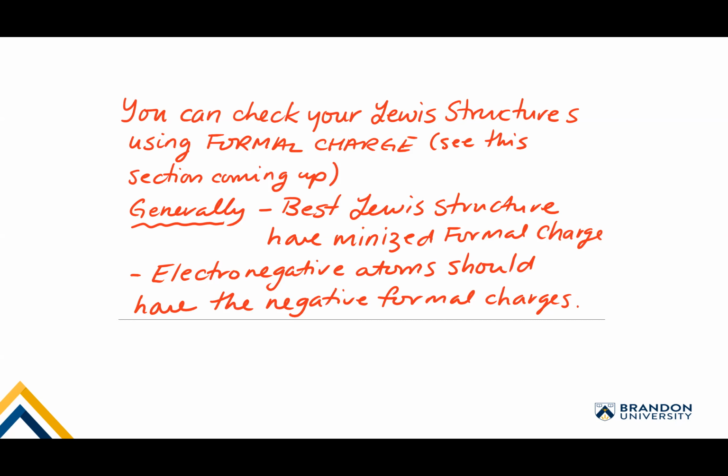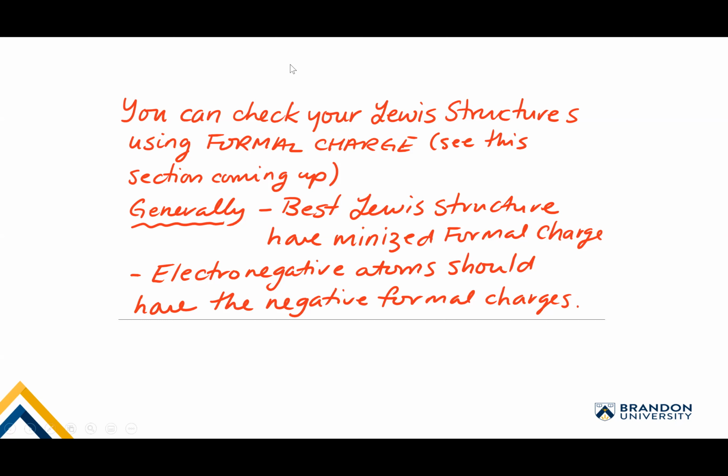The other thing which is important is that your electronegative atoms should have negative formal charges if there is a negative charge on your molecule. So just keep that in mind. If you've got an opportunity to have a negative charge on carbon versus a negative charge on oxygen, it probably should be on oxygen. I can think of one exception to this, but we'll see if you can ever find it in the class. All right, well, let's do some examples. That's the best way to do this.